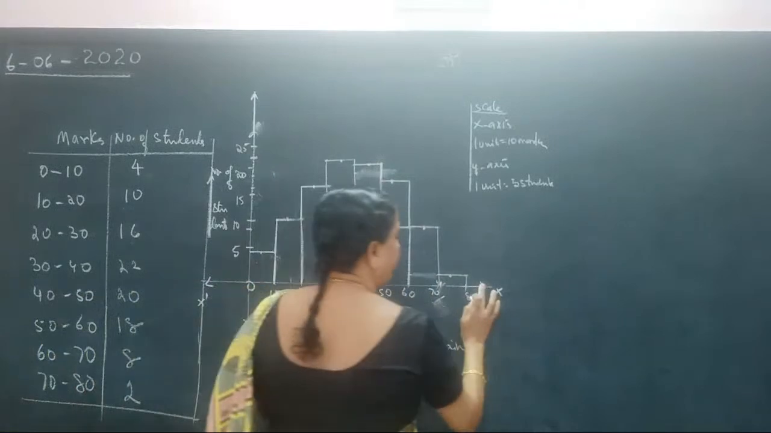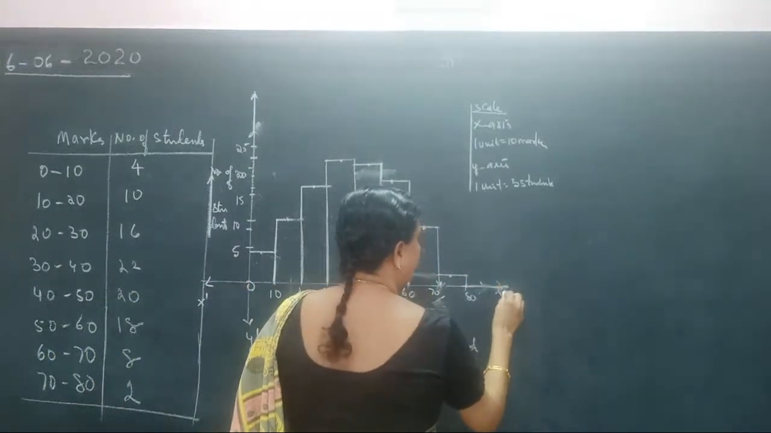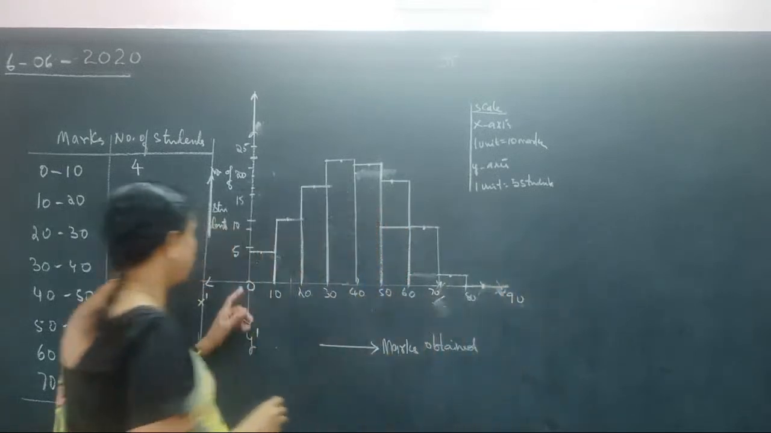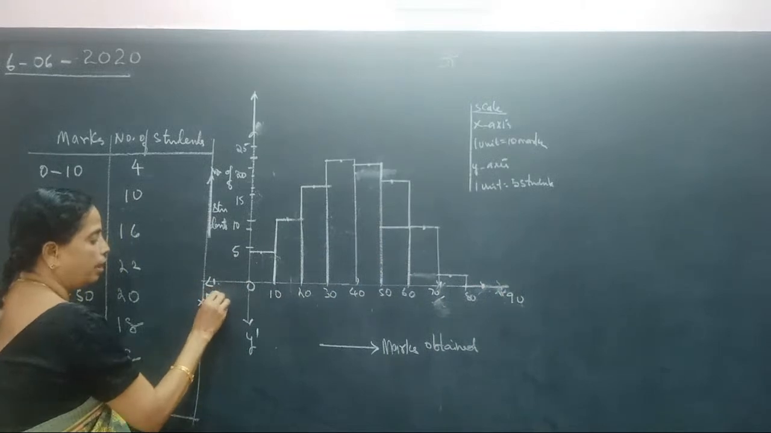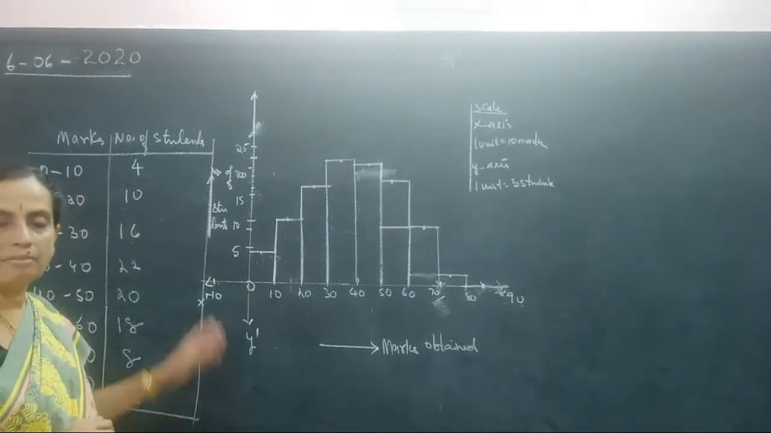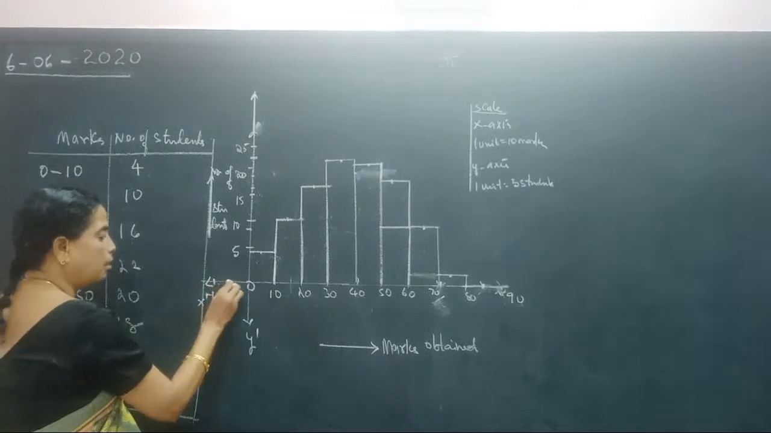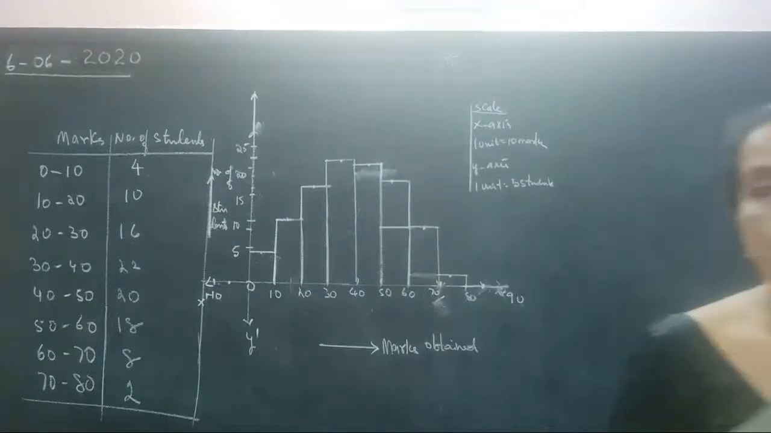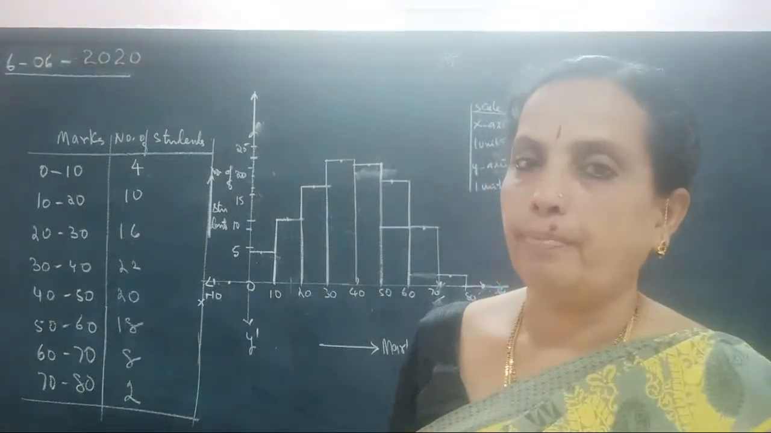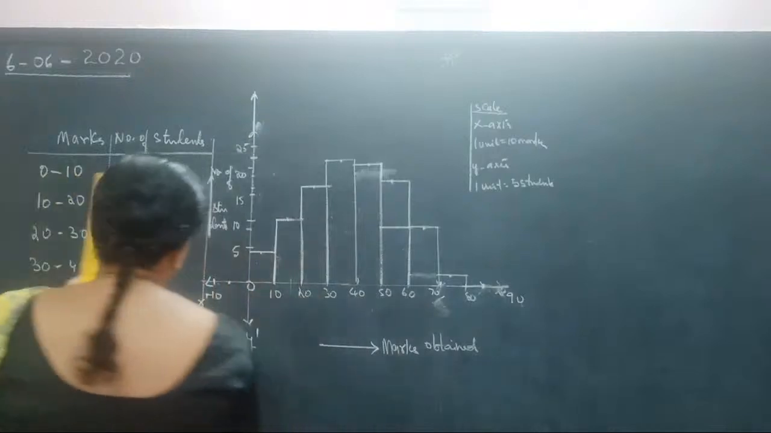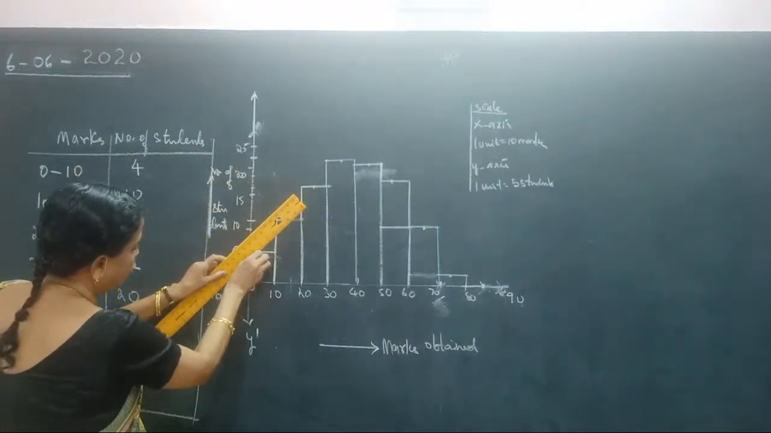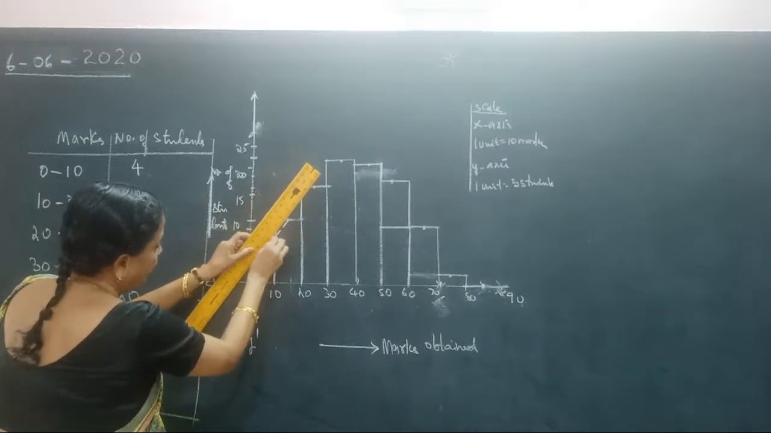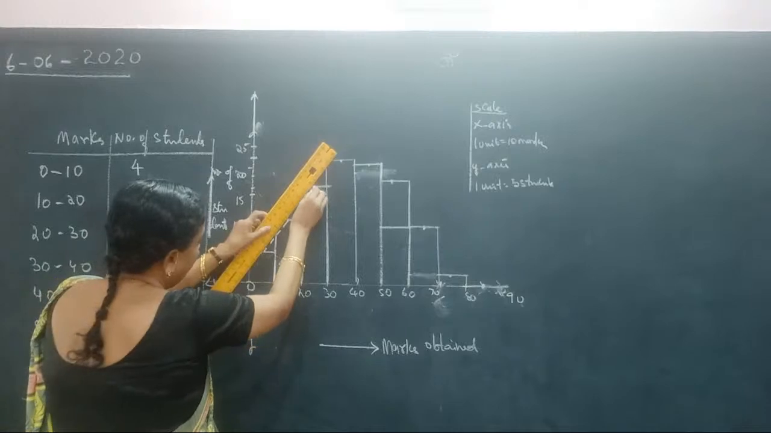And here, 80 to 90, again you extend it. You have another midpoint here. 0 to 10 means minus 10 here. You will have negative 10 on the left side. Mark the midpoint. Now I am showing the frequency polygon along with the histogram. That is, joining the midpoints of the histogram's rectangular boxes, you will get a frequency polygon.